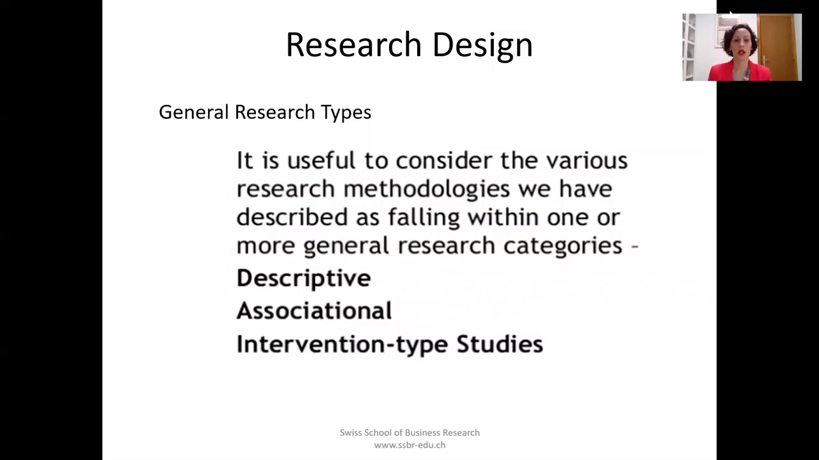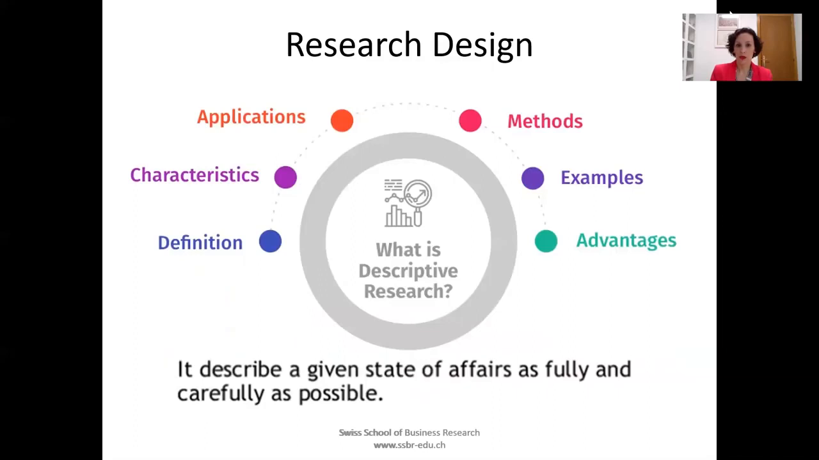So when we look at general research types, it's important for us to consider the different methodologies that we have. We know that we can categorize them as qualitative and quantitative, but then they can also fall within one or more general research categories. And these are descriptive, associational, and intervention type studies. Descriptive, as the name suggests itself, it's descriptive.